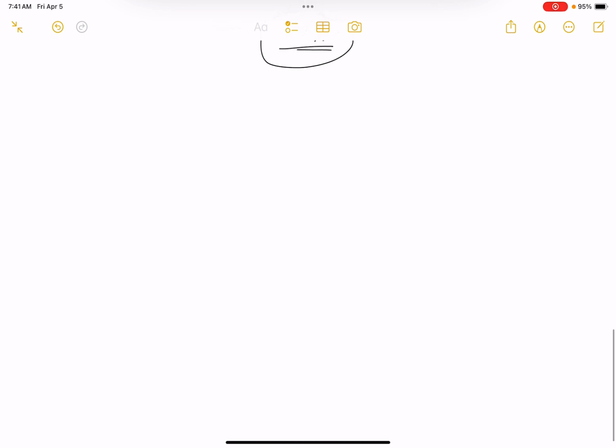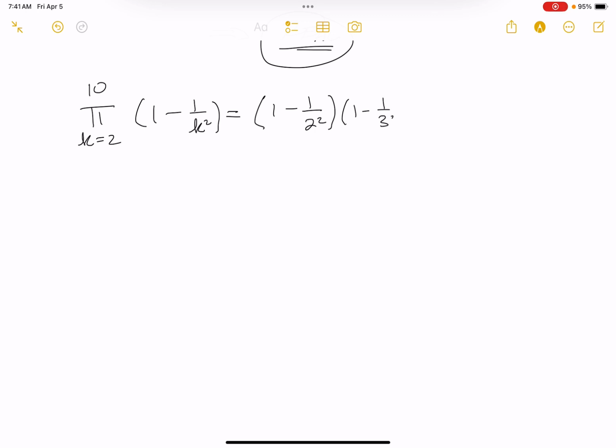Right, so I'm going to write the product down. It's a product, and the product starts at k equals 2 and goes up to 10. Each of the factors looks like this. So the first thing I would do is write down what it looks like. It looks like 1 minus 1 over 2 squared, 1 minus 1 over 3 squared, 1 minus 1 over 4 squared. I get the idea. This goes on, but it eventually stops at 1 minus 1 over 10 squared.